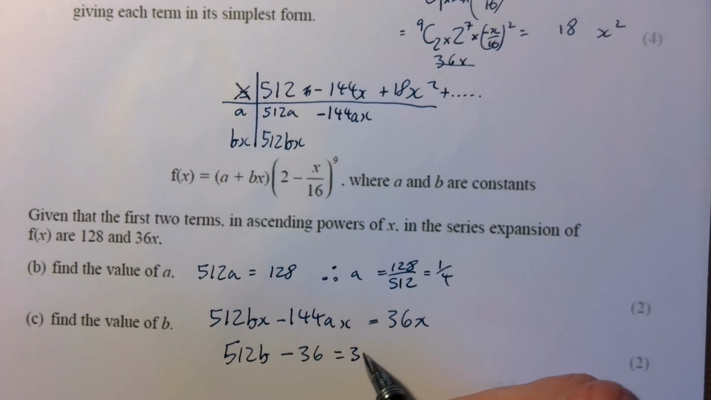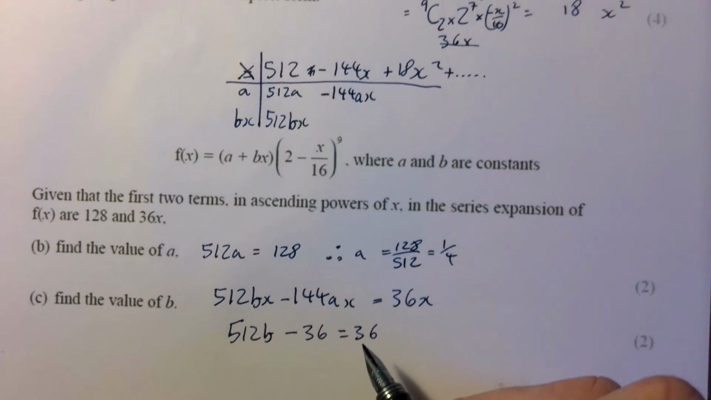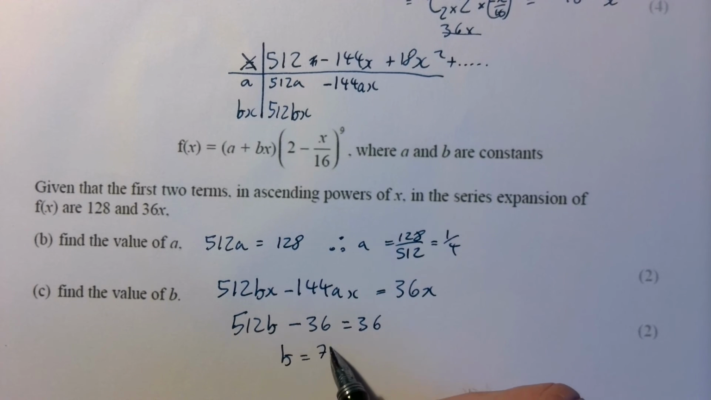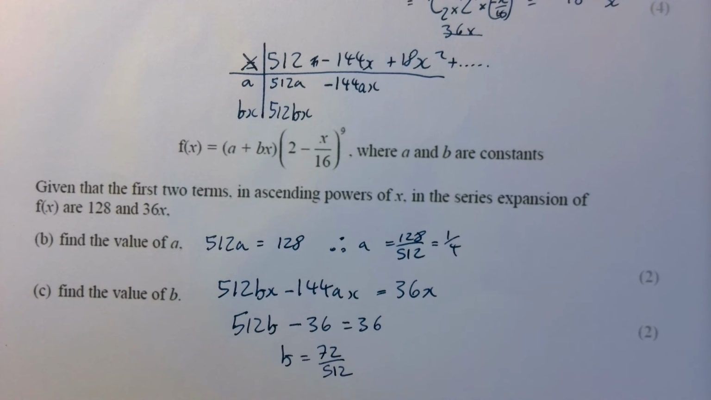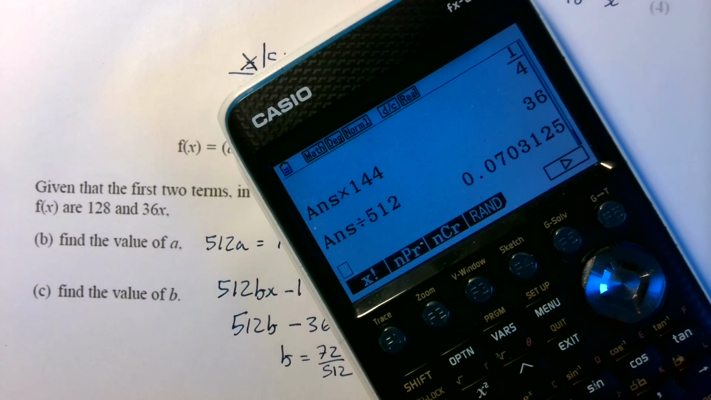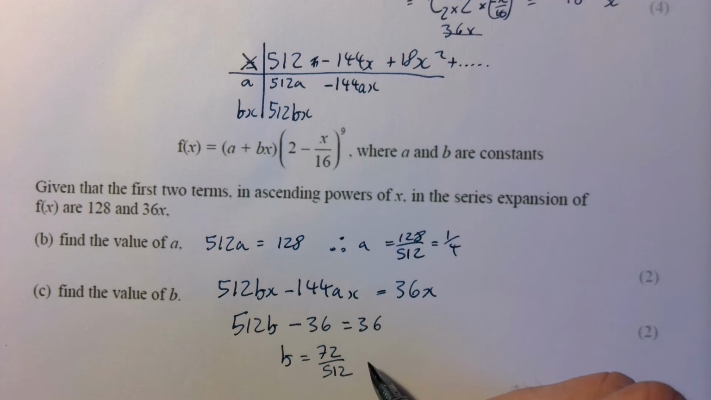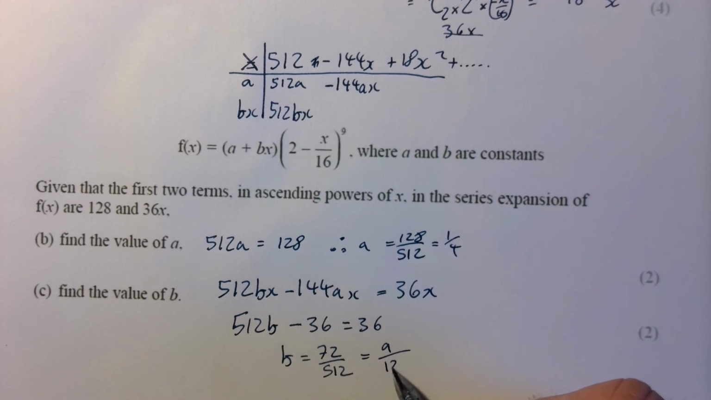equals 36. So if I add 36 to both sides, I get 72, and then if I divide that by 512, I get that as a decimal, or 9/128. And that's that.